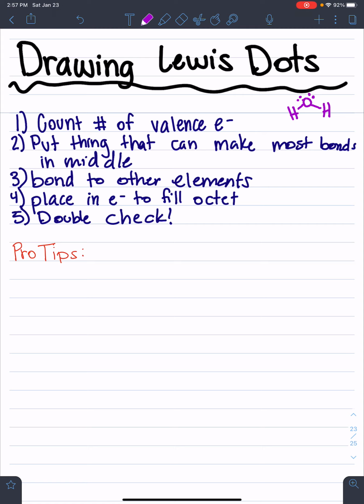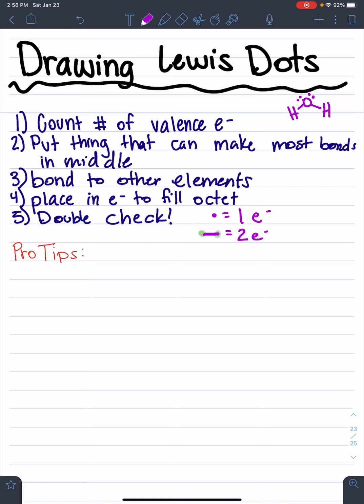So one thing that you do need to know that I would write down is that if you have a dot, that equals 1 electron. And if you have a line like this, that's a bond, and that equals 2 electrons. So the elements will be sharing 2 electrons. That will be really important.